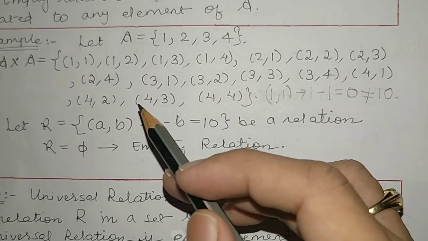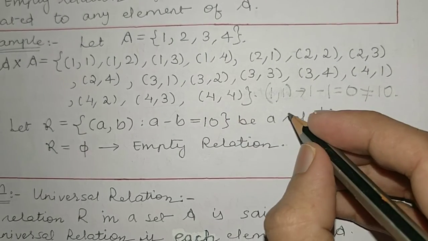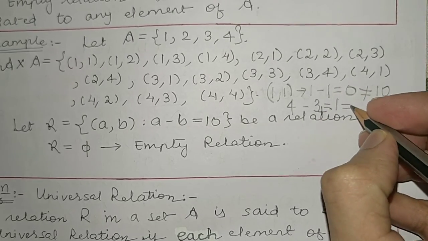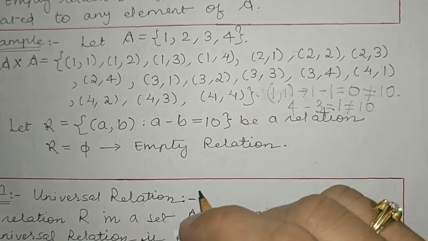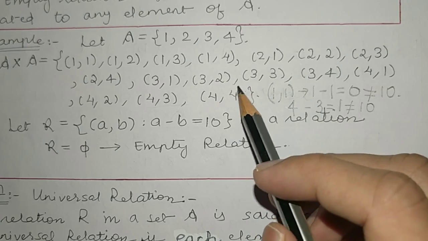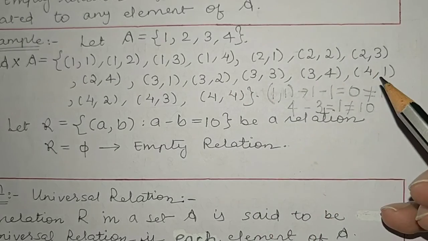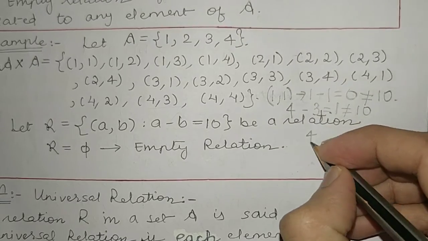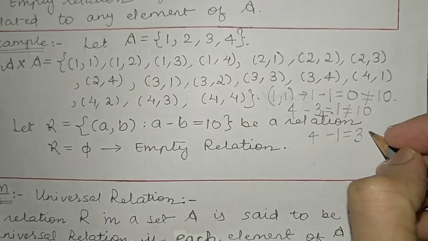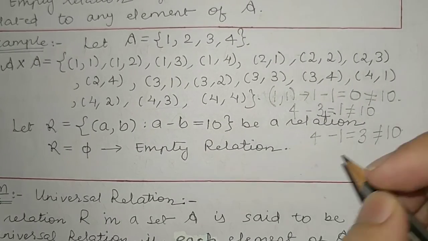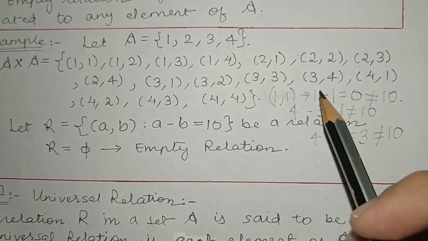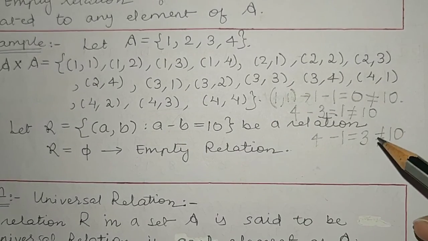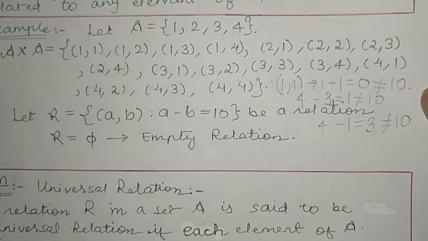So you can see that by taking any element you can choose and try this. For example, if you take this (4, 3), 4 minus 3 is 1, which won't be equal to 10. The greatest difference will be 4 minus 1, that will be 3, and that is also not equal to 10. All the other differences are less than 3. So no difference will be equal to 10.